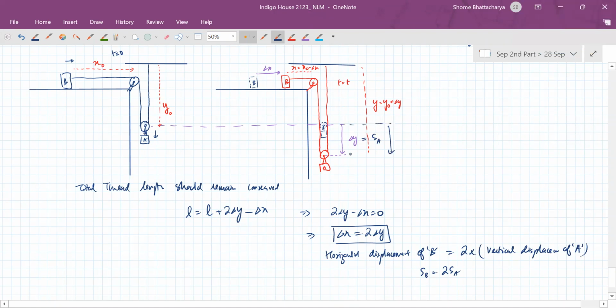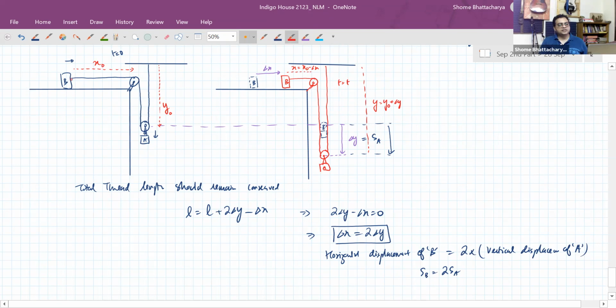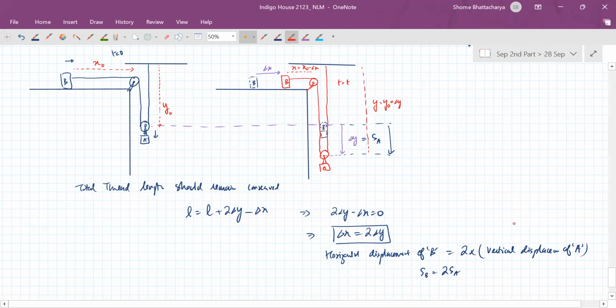So I couldn't get that part. Like, how did you come to that equation, L equals L plus 2 delta y minus delta x? Yeah, so compare the thread length on the left hand side, the blue colored one, with the thread length on the right hand side, the red colored one, and you'll understand this. In this total thread length, the vertical branches have increased by delta y and delta y. So there's plus 2 delta y. Whereas the horizontal section is reduced by delta x. So there's minus delta x. Is it clear now? Yes, sir.